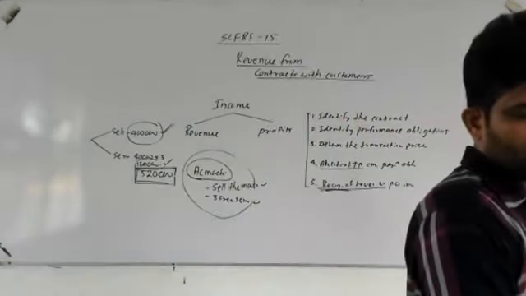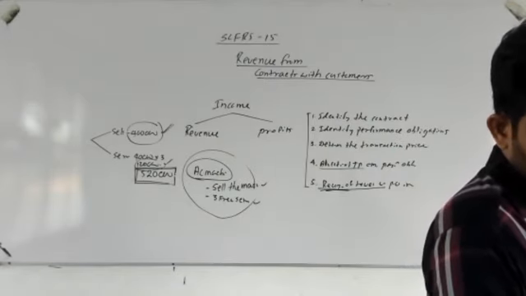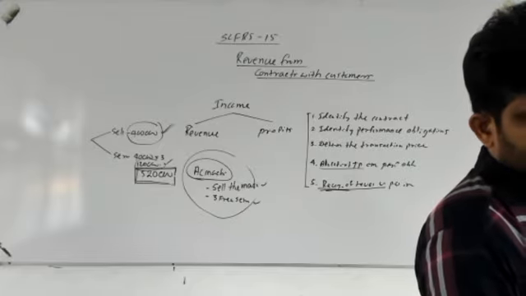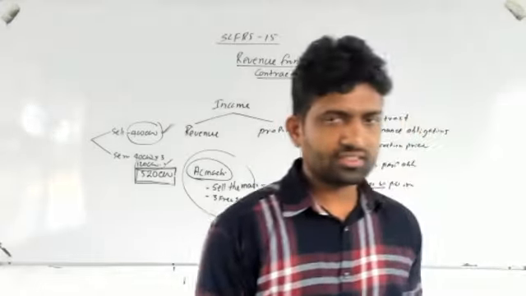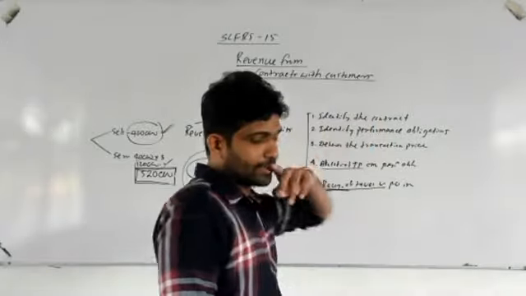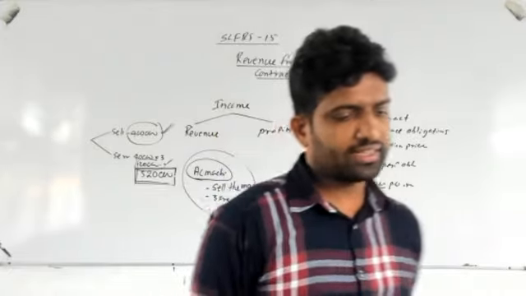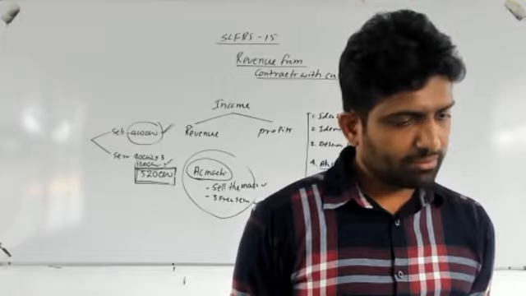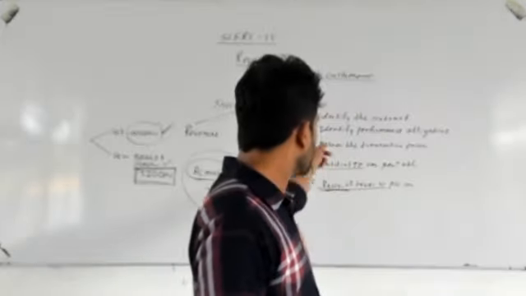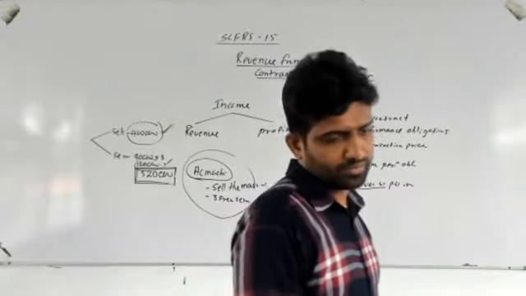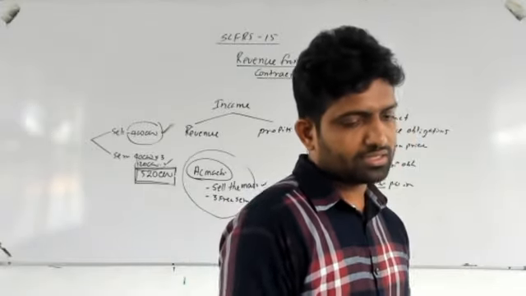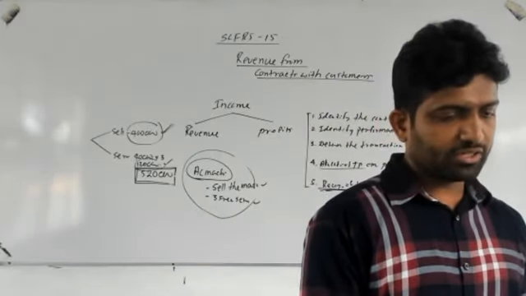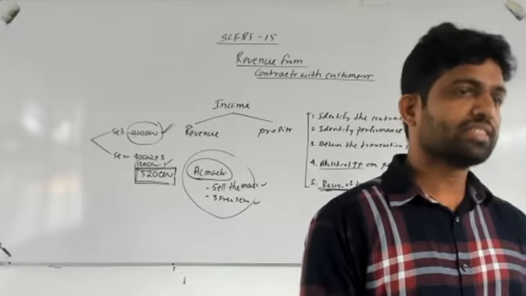That's the 5-step model in recognizing revenue. Step 1, identify the contract. The first step is identify the contract. Number 2, identify performance obligations. 3, determine the transaction price. Fourth one, allocate the transaction price among performance obligations. Fifth one, recognize revenue when performance obligation is satisfied.